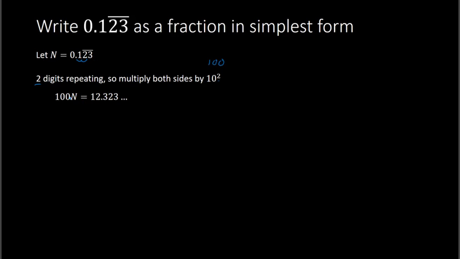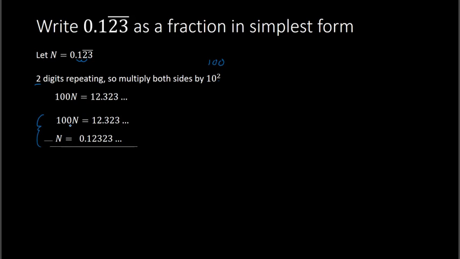Alright, so I have 100n equals that, and then n equals the 0.123 repeating. So from here, what I need to do is take both equations, and then I'm going to subtract them. So right here, we're going to subtract these 2 equations. So the bigger one with the 100 minus the smaller one.